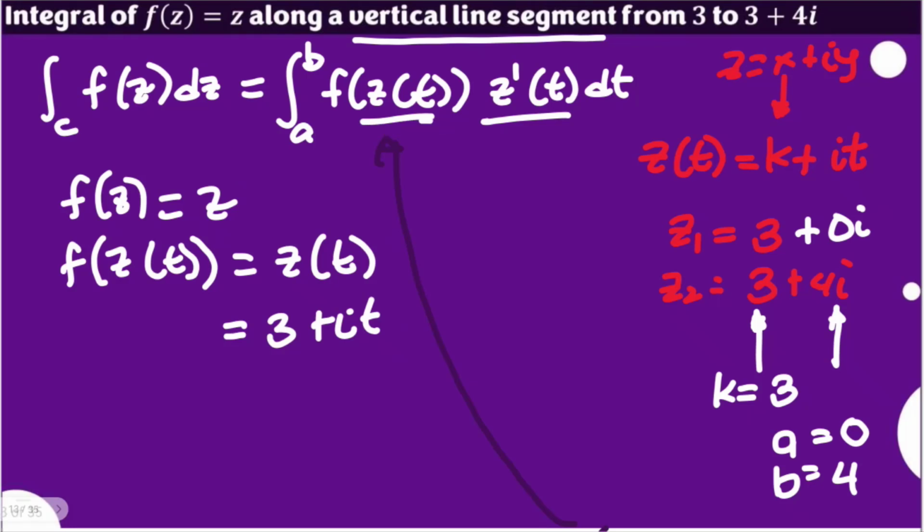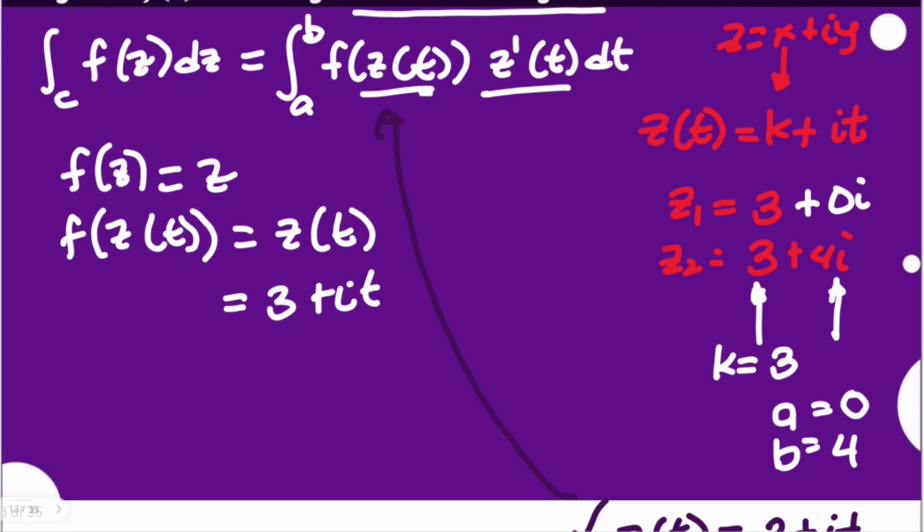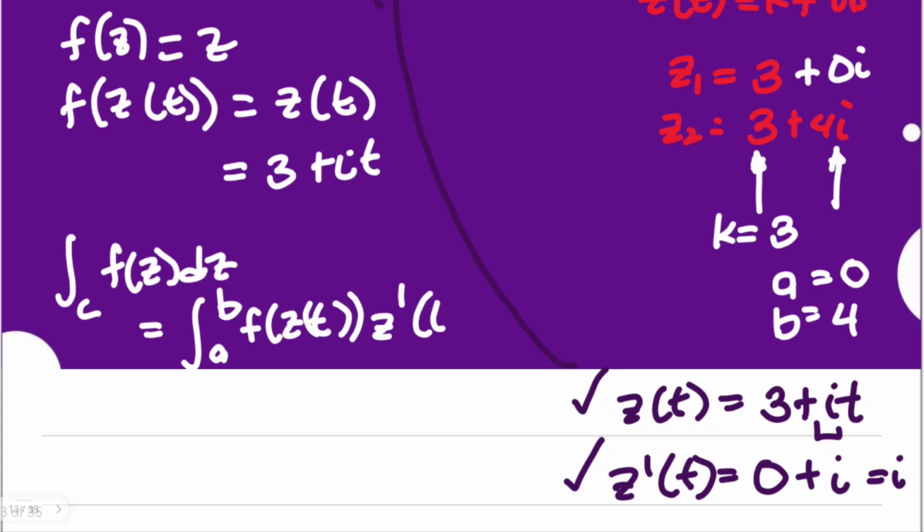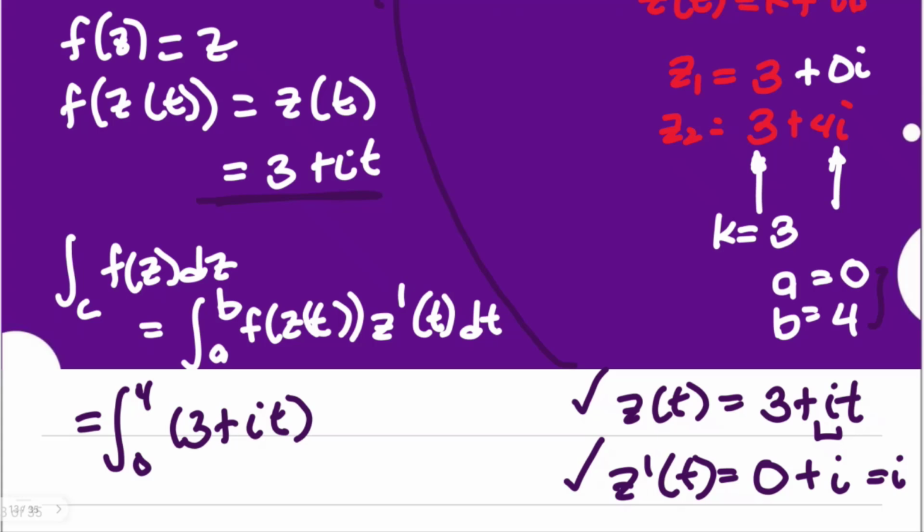So with this now, we can continue with our target. The integral of f of z dz along the path is identified as the integral from a to b of f of z of t times the first derivative of z of t dt. We know our a and b is 0 to 4. Again, our f of z of t is just itself, 3 plus it, and the z prime is actually i dt.